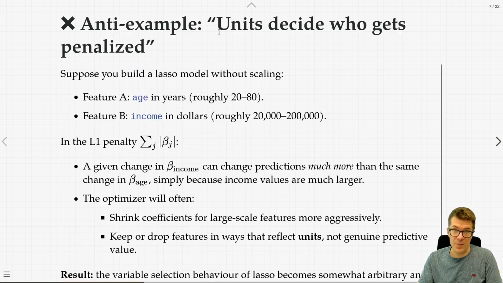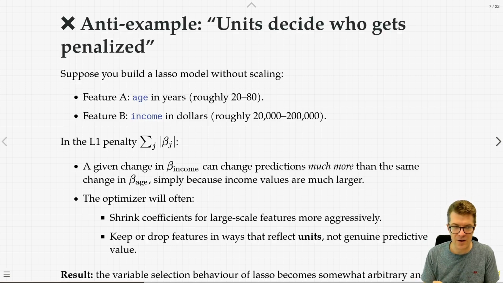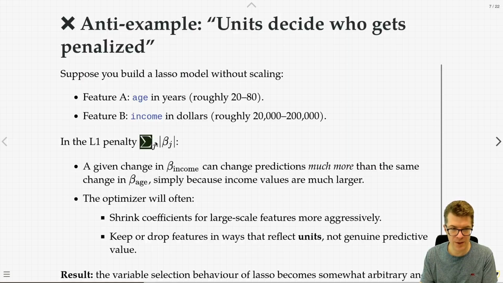So just a little example of this idea we talked about before, about units deciding who gets penalized. Suppose you have a lasso model with no scaling. We're using L1, and we're not scaling our features. So we're just using raw age in years and raw income in dollars. And we do have the lasso L1 penalty, so we have this little term that we talked about previously.